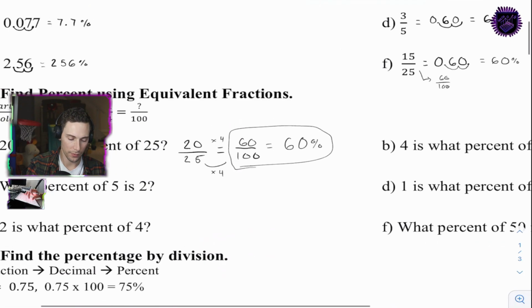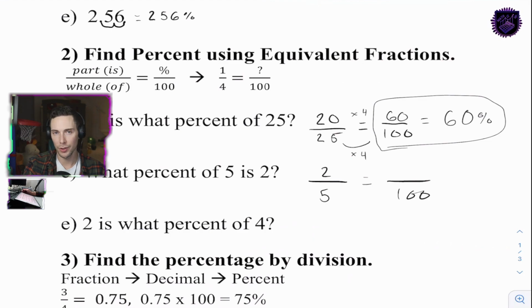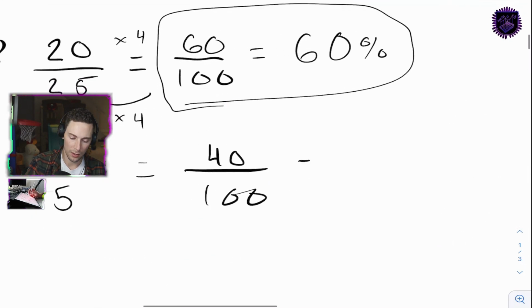Look at fraction number 2c. What percent of 5 is 2, right? Of 5 is the denominator and 2 is the numerator. Now, how do we create our equivalent fraction? Something over 100. Now, what did we do to change 5 to 100? We multiply it by 20. So we're going to multiply 2 by 20, which is going to be 40 over 100, which again is quite clearly 40%.